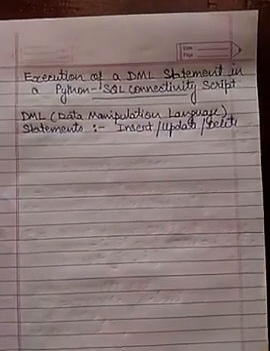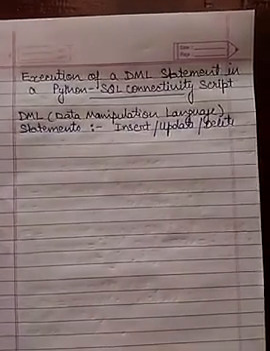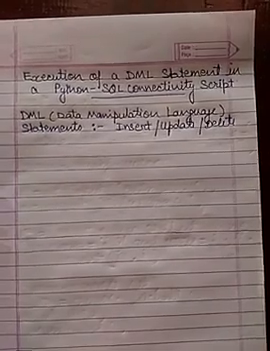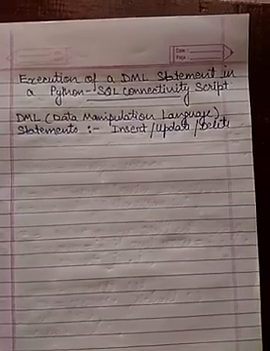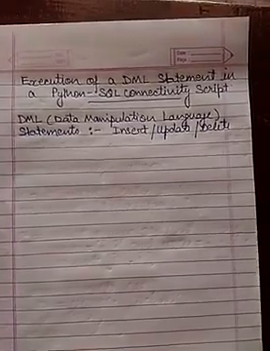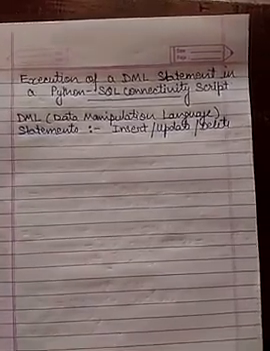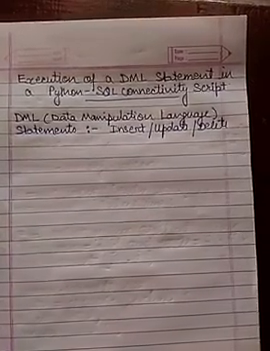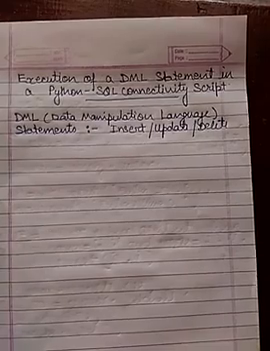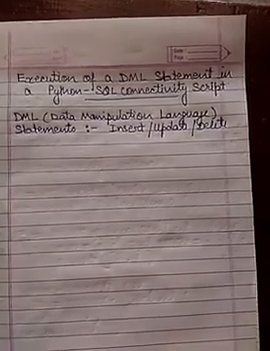Today we are going to learn execution of a DML statement in a Python and MySQL connectivity script. DML statements are data manipulation language statements. Data manipulation language statements consist of commands insert, update and delete.